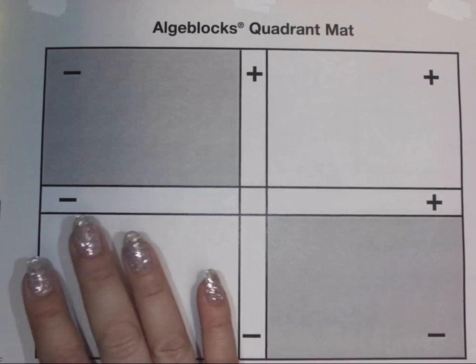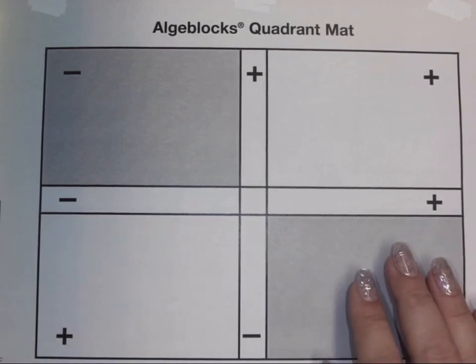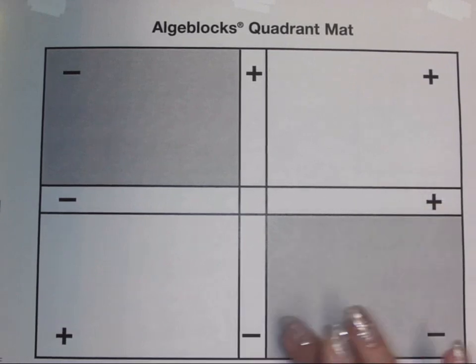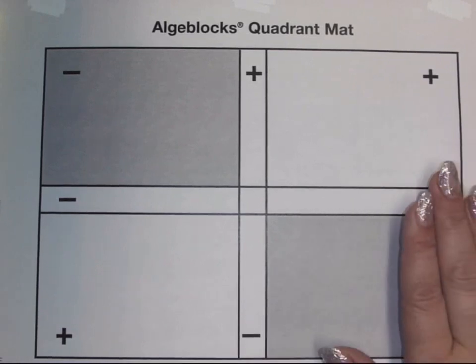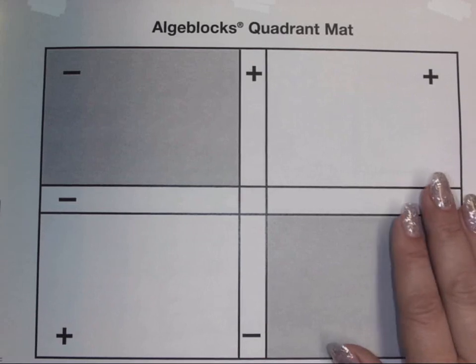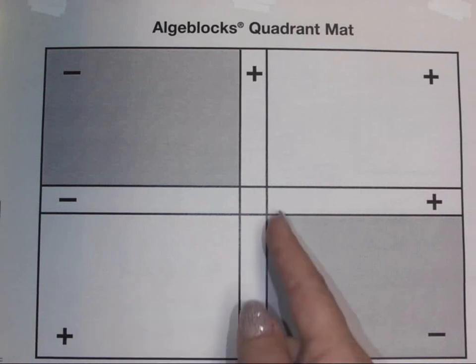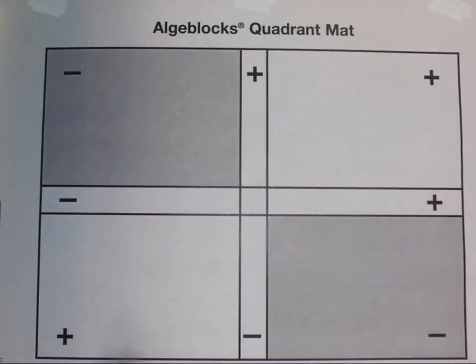Okay, so I start seeing those processes in place, those little rules we tell kids, right? A positive times a negative is a negative. You can see that in the mat here. Okay, so on these axes, what we're going to do is put any problem that we're working out in our multiplication and division on the axes.